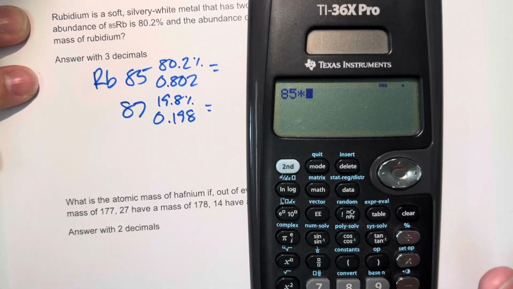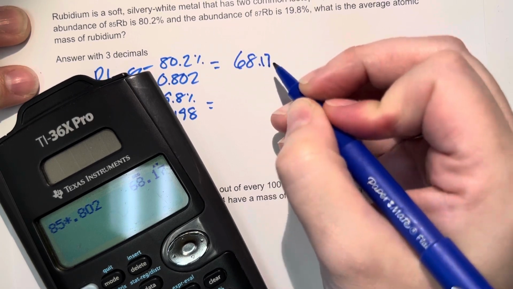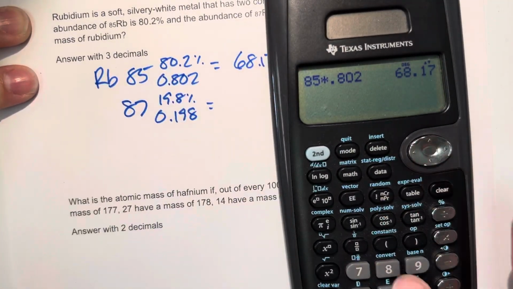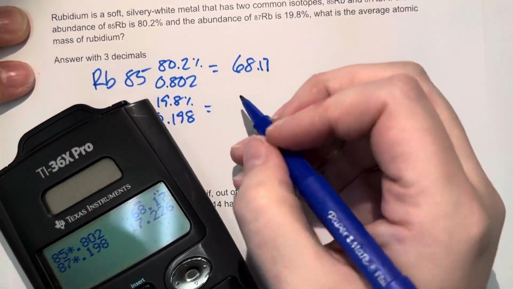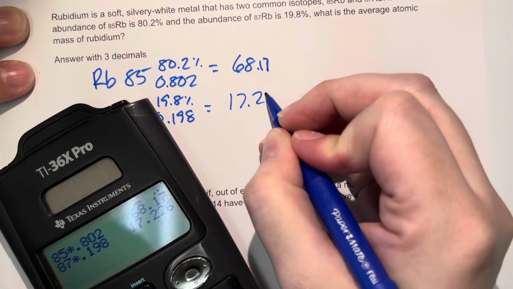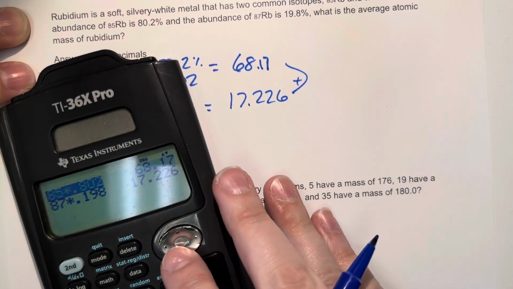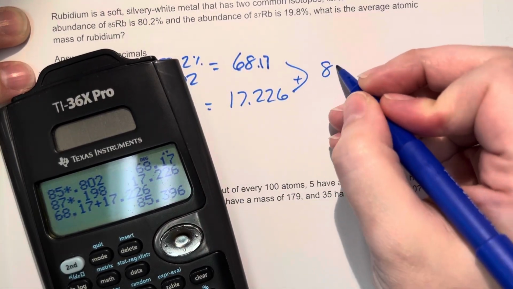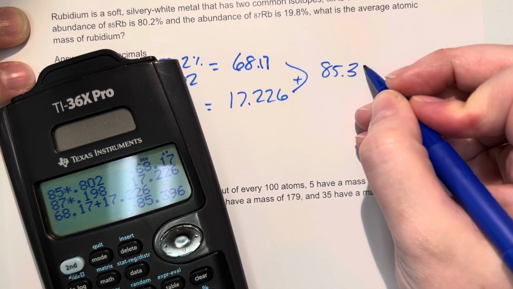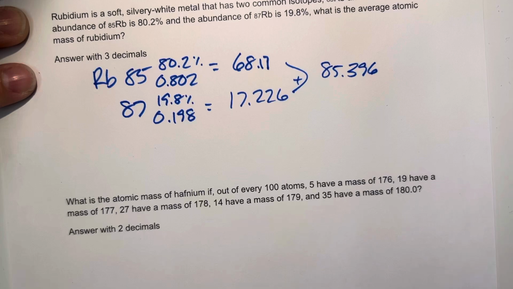So 85 times 0.802 gives me 68.17. And 87 times 0.198 gives me 17.226. Adding these two numbers together, we get 85.396. Checking to make sure that this makes sense.